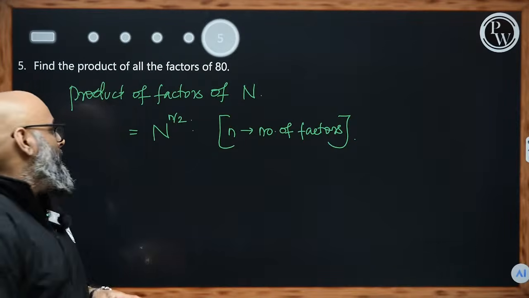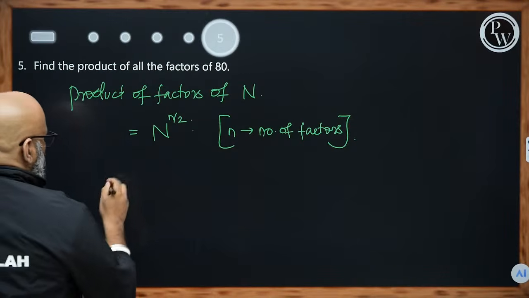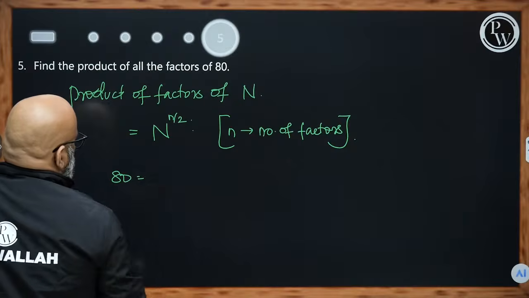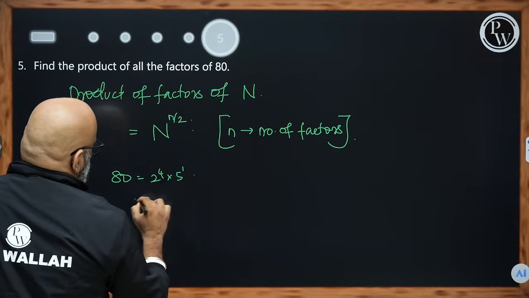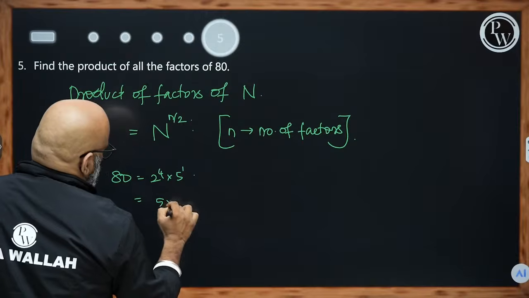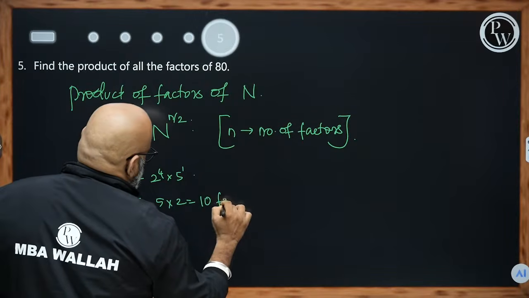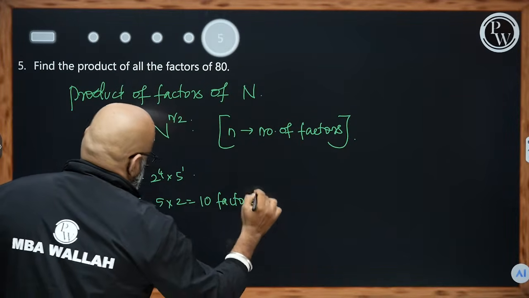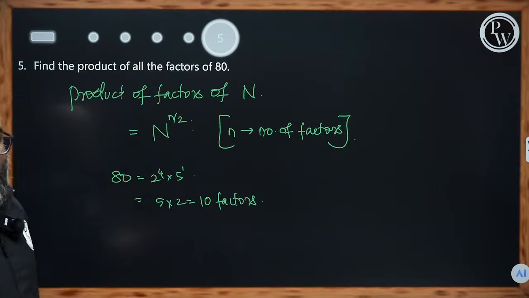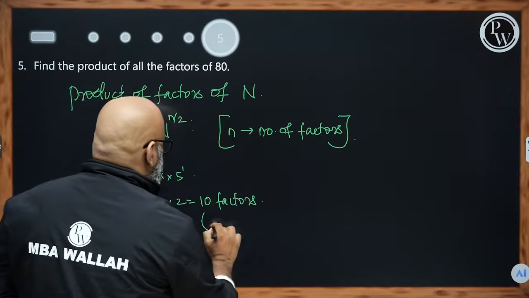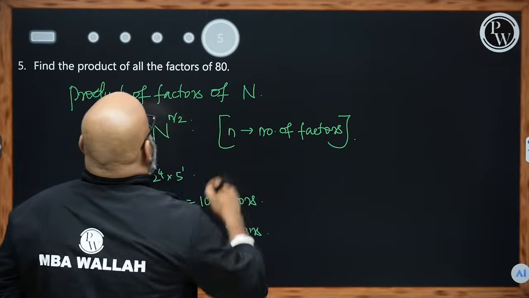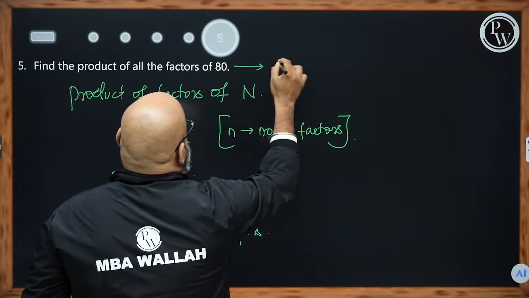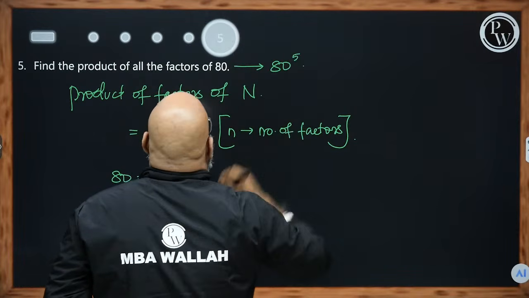So what would it be then? 80 is nothing but 2 power 4 into 5 power 1, which is 5 into 2, that is 10 factors. So 10 factors means I can write it as 5 pairs. So the product of all the factors of 80 is nothing but 80 to the power 5.